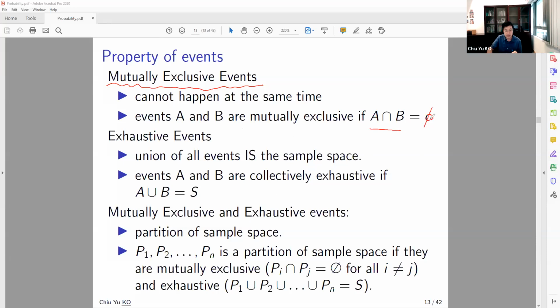An empty set means that it is nothing, okay? There's nothing there. This is an empty set. So this is the notation for empty set.